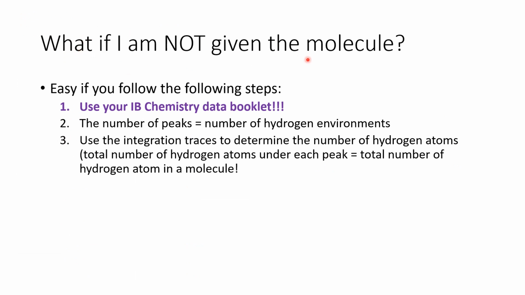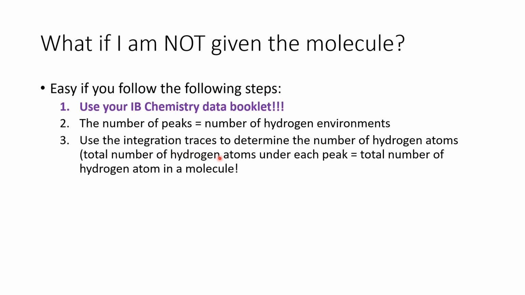What if I'm not given the molecule? Again, this is really easy because if you're not given the molecule, the first thing that you should be doing is using your chemistry data booklet. Think about the number of peaks being the same as the number of hydrogen environments that you have. So if I have 3 peaks, that tells me that I have 3 hydrogen environments. If I have 4, then I have 4. If I have 1, then I have 1.